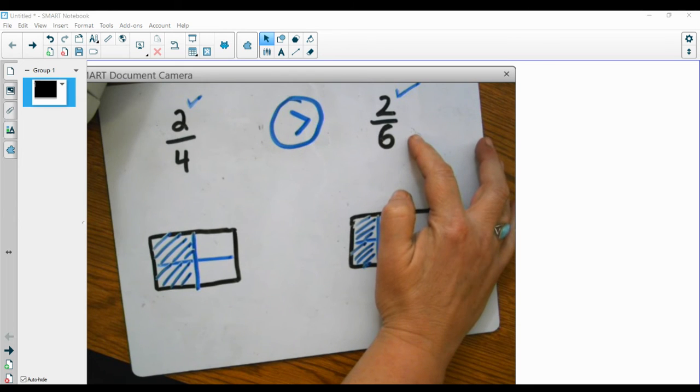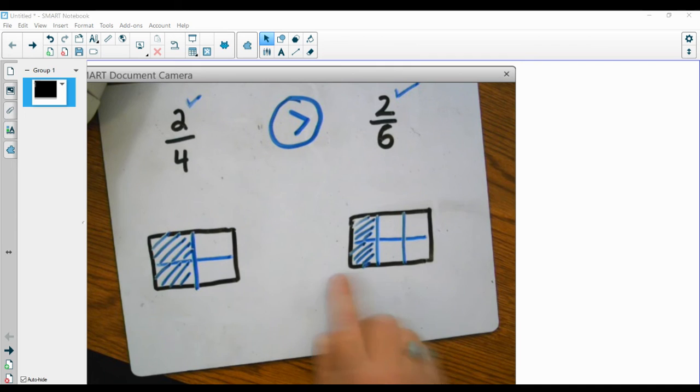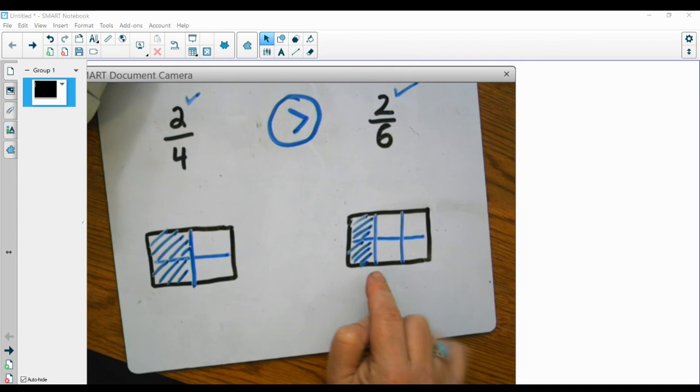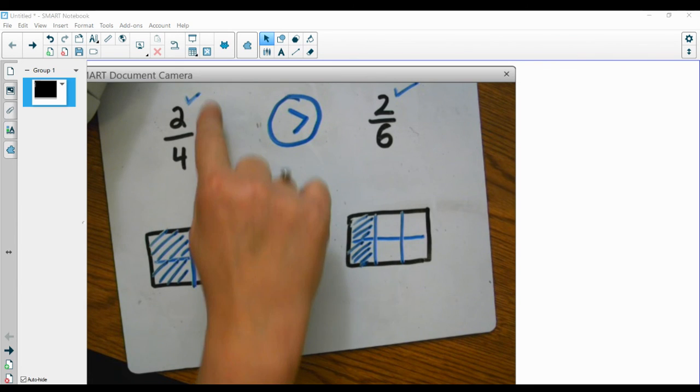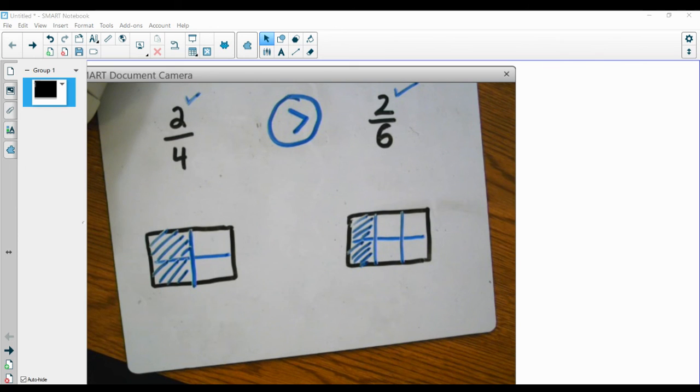It's kind of tricky. Like I said, I know it's counterintuitive, but the denominator being 6 means that the whole had to be cut into more pieces, hence the pieces are smaller. You would rather have 2 out of 4 than 2 out of 6 if you wanted a greater sum.